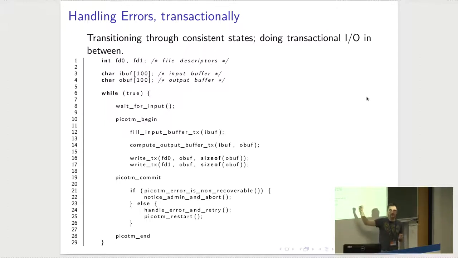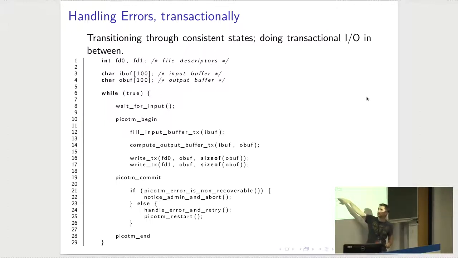And transactional writes are not yet applied. They are just saved somewhere as transactional state. We do another transactional write to the other file descriptor. And again, we're not really doing that. We are just saving it for later.